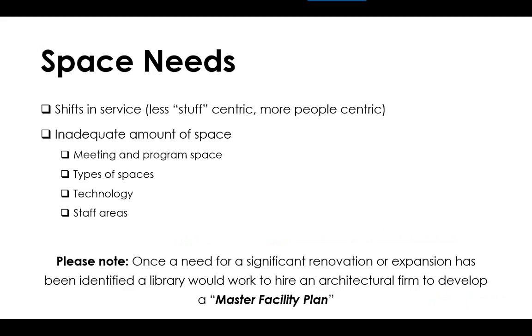So the fourth category in the second part of your basic plan is to assess your space needs. Now that you've done your existing conditions report of your systems and how everything's operating, your accessibility issues, your energy conservation issues, the next thing you might want to consider is your current space needs.